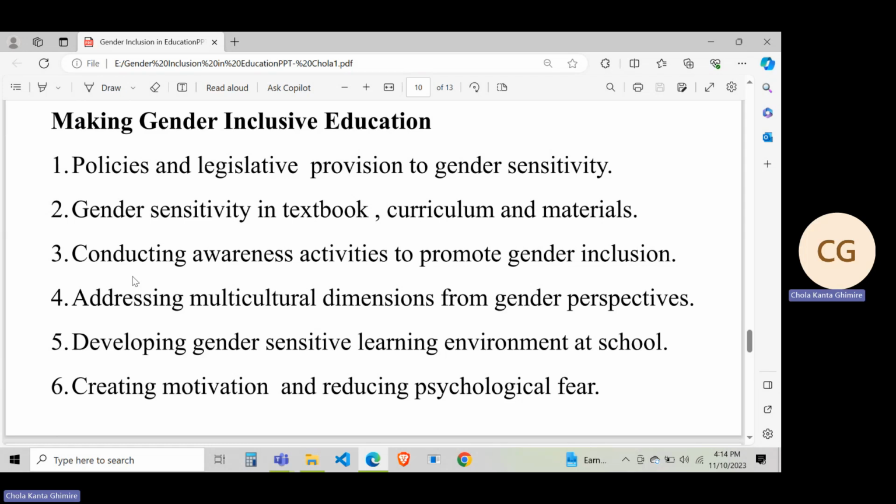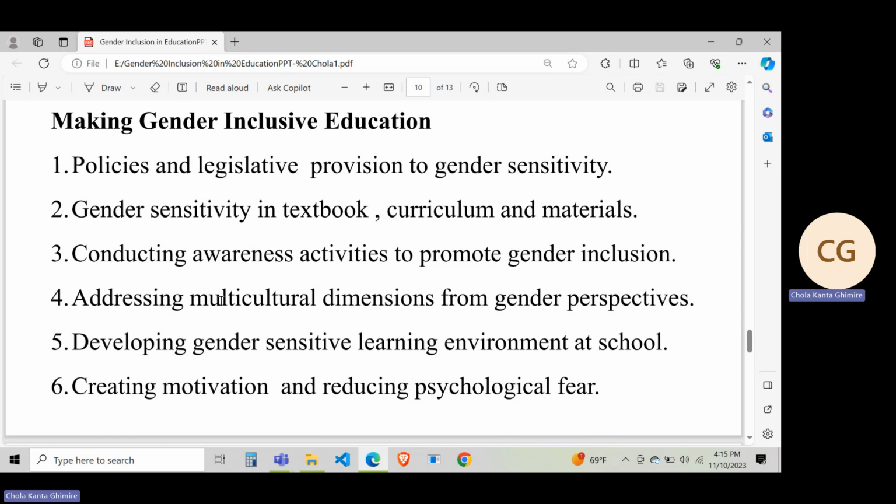Next, another way is conducting awareness activities to promote gender inclusion. To ensure gender inclusion in education, we can conduct awareness activities. That awareness program may reduce gender discrimination in terms of learning, thinking, activities, and doing.